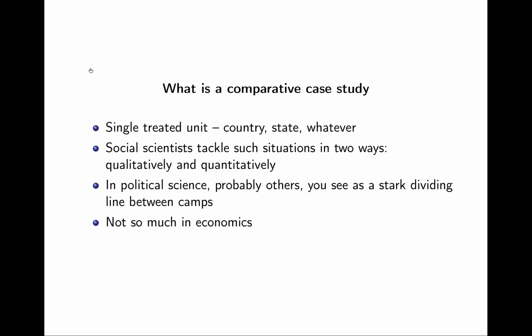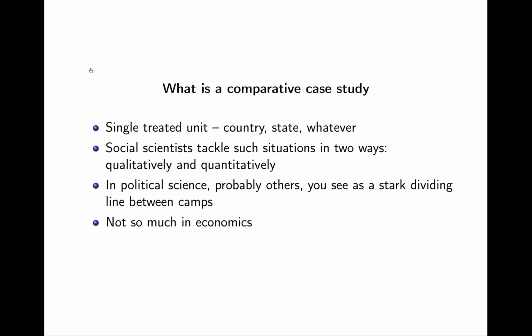It's a single treated unit. It's a country, it's a state, it's a firm, it's a school. It's just that it's one country, one state, one school, one firm that has been treated. There's two ways that social scientists have tried to study that. They either study it qualitatively or they study it quantitatively. And in political science, you'll see a very stark division between these two qualitative and quantitative camps, but you don't really see it in economics because we don't have a qualitative camp really at all.